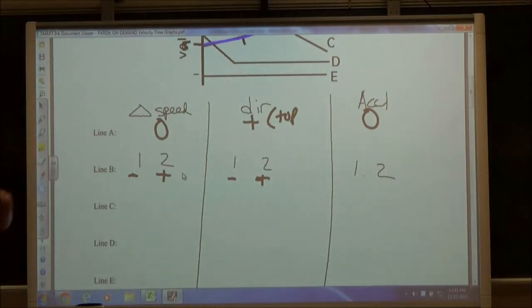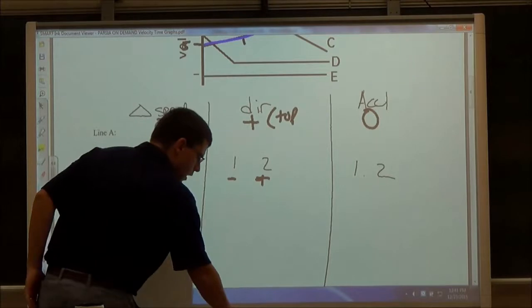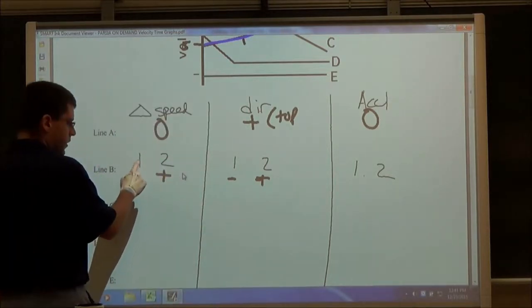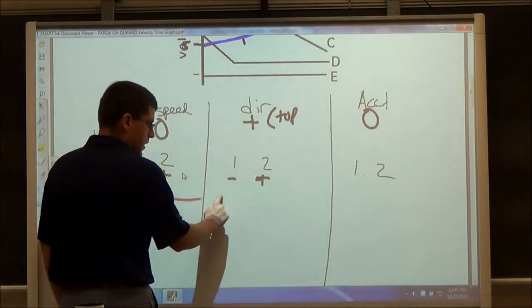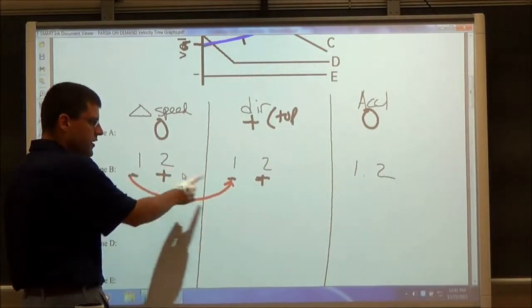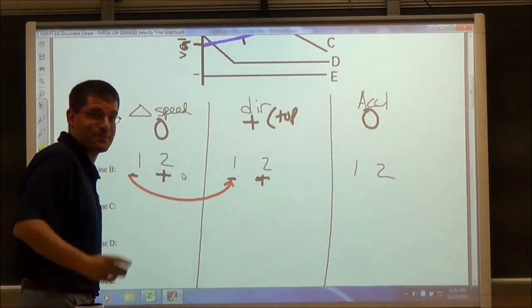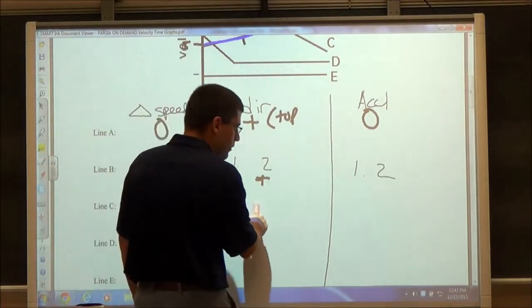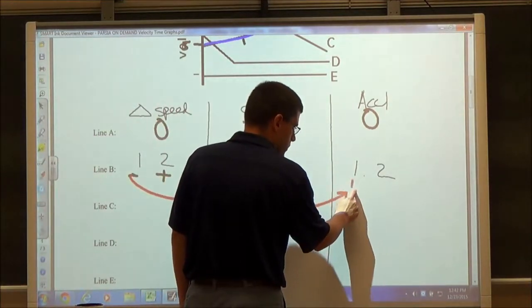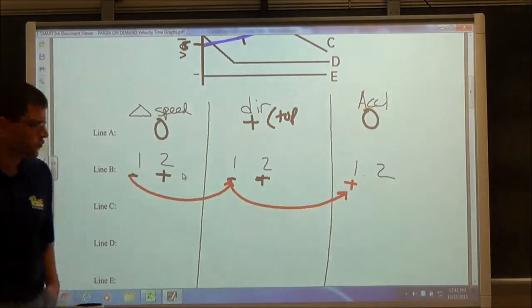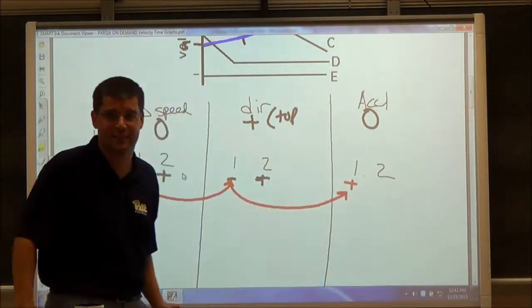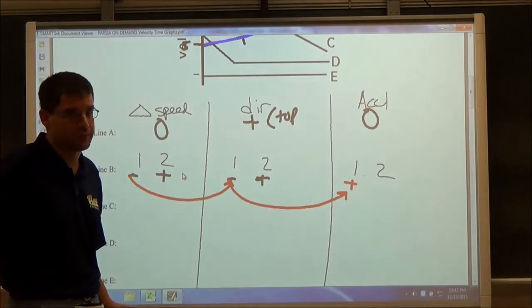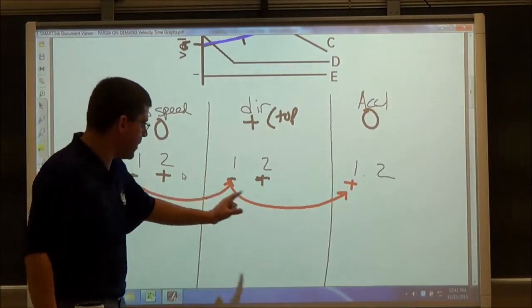So now how do we get the acceleration? Do I have positive or negative acceleration? So watch this. I'm going to take this negative value right here. Segment 1. I'm slowing down in the negative direction. What is a negative times a negative? Positive acceleration. Slowing down in the negative direction is positive acceleration? Yes, it is. See how I got that? Negative times negative is positive.